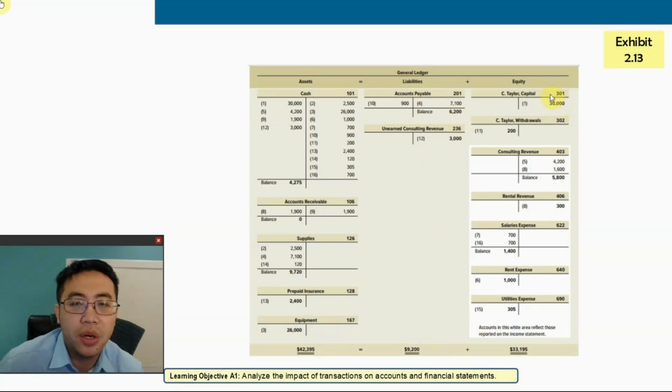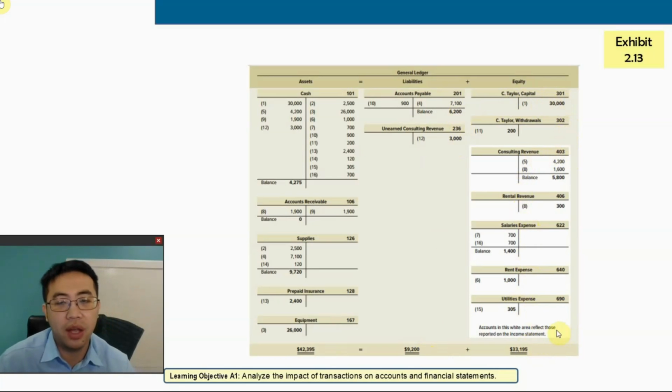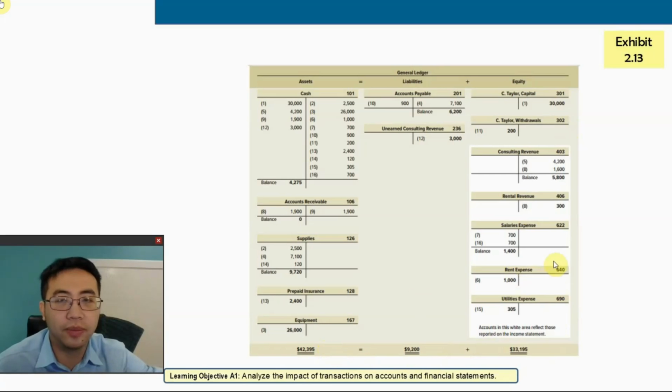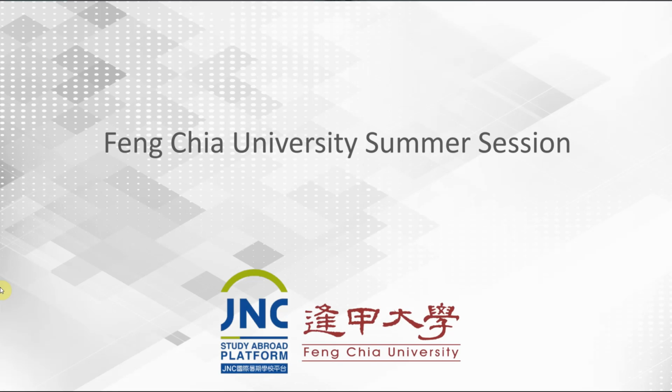And for equity, you have owner's equity, owner's withdrawal, consulting services, rental revenue, expenses, and so on and so forth. And that together gives you $33,195. And if you combine liabilities and equity altogether, this will be equal to your total assets. So this is the last part. We just finished the general ledger.